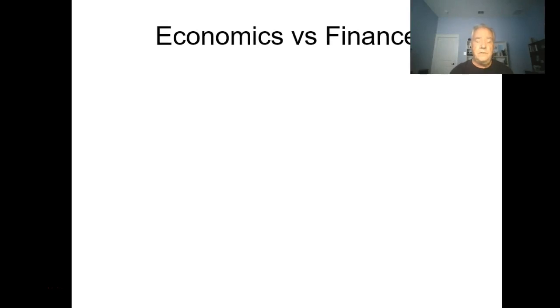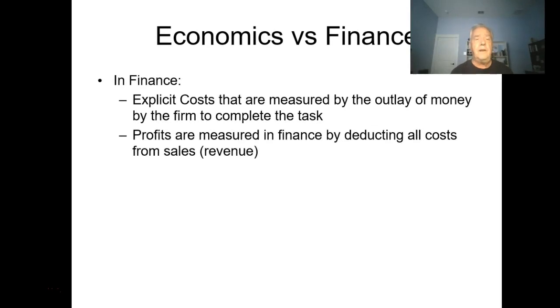So economics versus finance. In finance, explicit costs are measured by the outlay of money by the firm to complete the task. So these in finance are called explicit costs. We know exactly what they are. We can see them on a financial statement. These are explicit costs. So how do we determine profits in finance? The profits are measured by deducting all the costs from the sales revenue. And the cost we're deducting in finance is explicit costs.